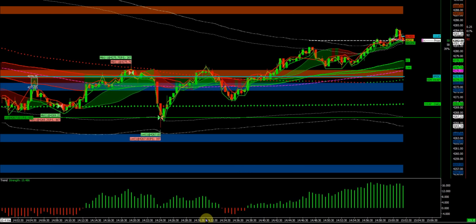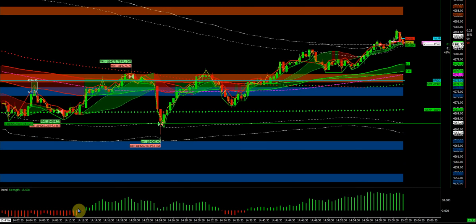What I've got on this chart, I'll move it down a little bit, is what I'll just call a trend strength indicator. This is just a special up-down volume ratio. It's been modified from the original a little bit.